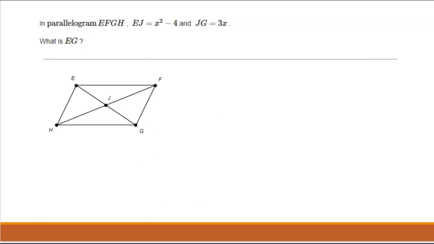All right, here's a parallelogram, and it gives us some measurements. EJ is x squared minus 4, and JG is 3x. Find the whole thing.